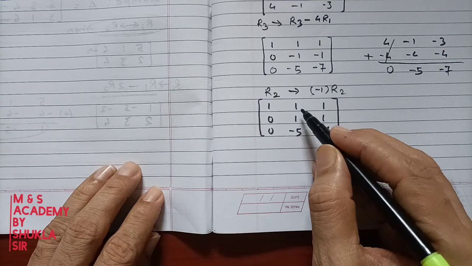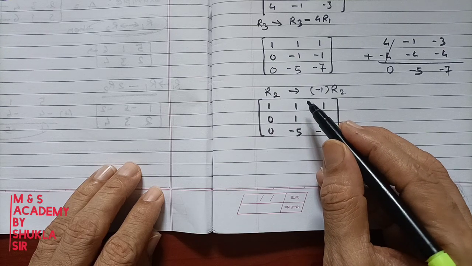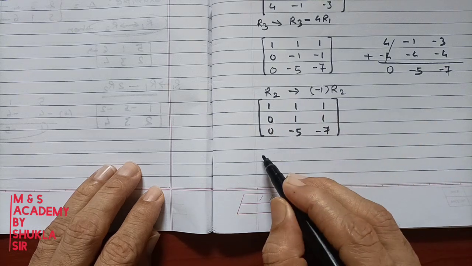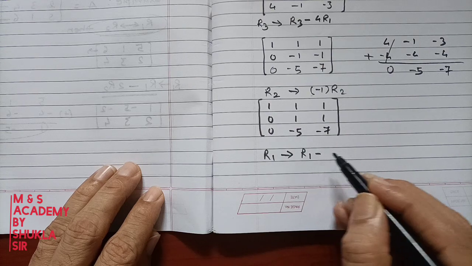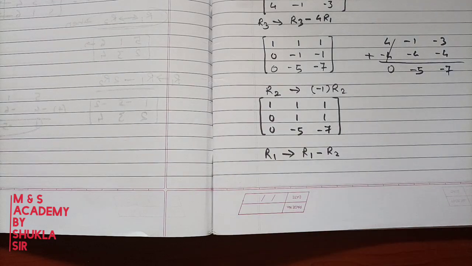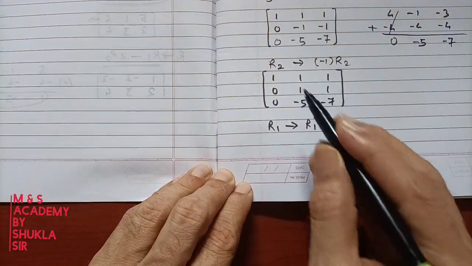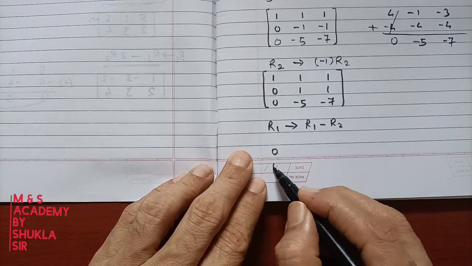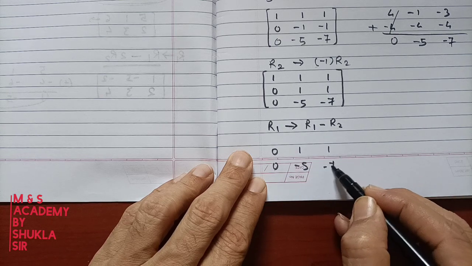Next, we want to make either this one 0 or this one 0. So we want to change R1. So R1 is going to change to R1 minus R2. Now no change in R2 and R3. So we'll write 0, 0, 1, minus 5, 1, minus 7.